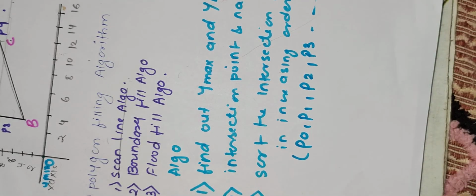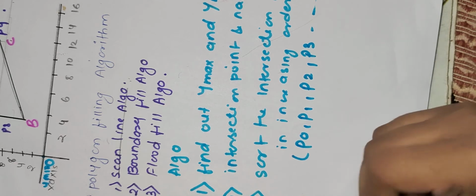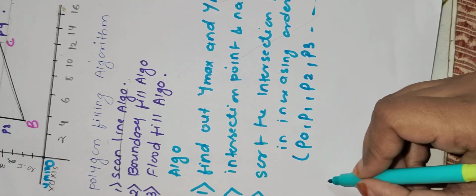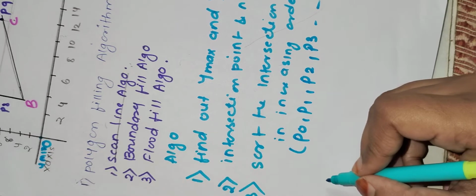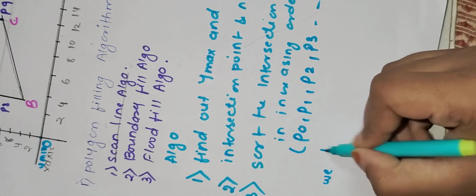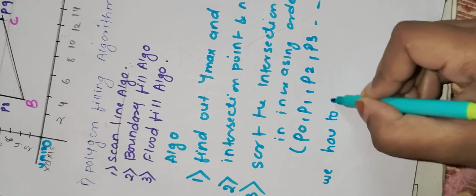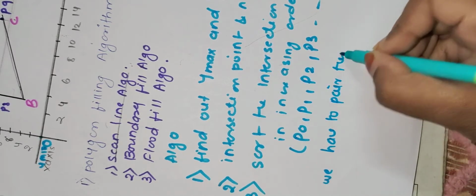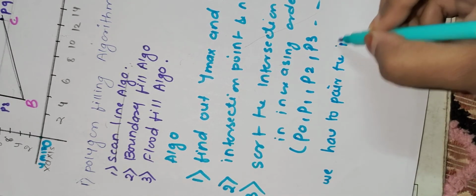Okay. Now what is the fourth step? Our fourth step is that we have to pair the intersection points.